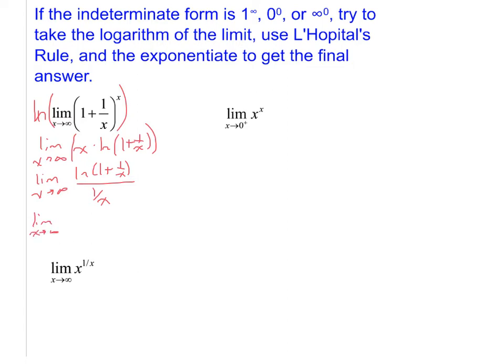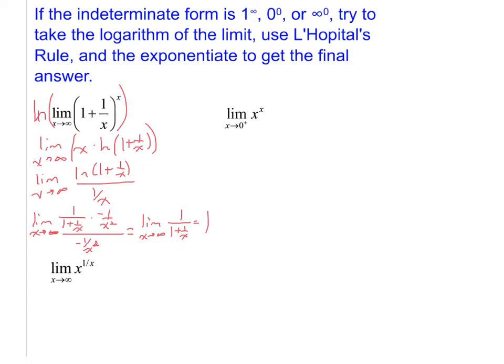So the limit as x approaches infinity. Derivative of natural log on top will be 1 over that times the derivative of what's inside. And then for my denominator, derivative of that is negative 1 over x squared. Well, the negative 1 over x squareds are going to cancel on top and bottom, leaving me the limit as x approaches infinity of 1 over 1 plus 1 over x. Well, as x approaches infinity, the 1 over x goes to 0, and this goes towards 1.